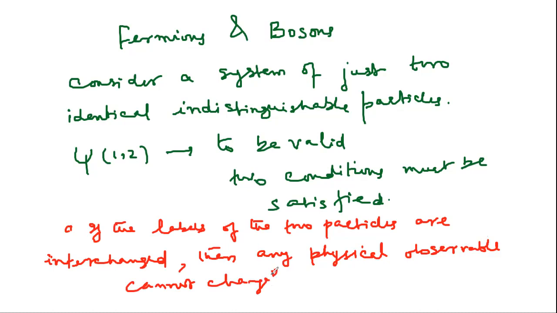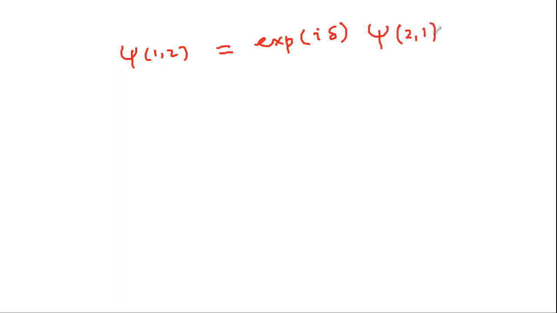Because the particles are identical. Now, how do we write this mathematically? That means psi 1 2 must be equal to exponential of iota delta psi of 2 1. Understand it, don't get confused. What is the difference between psi 1 2 and psi 2 1? In psi 2 1, you have interchanged the labels. You have labeled particle 1 as 2 and particle 2 as 1.